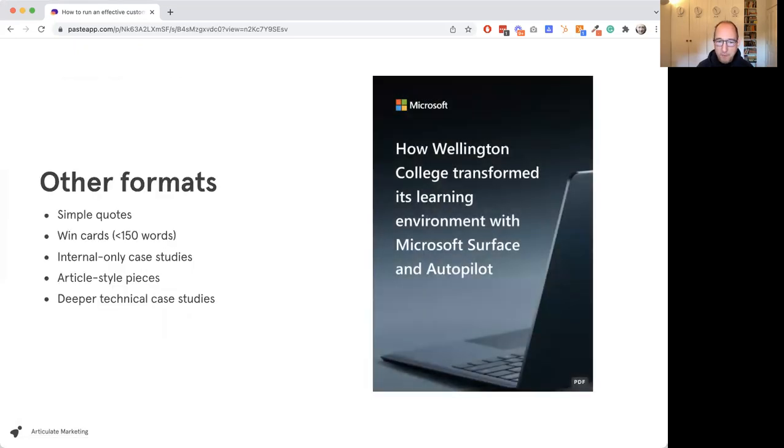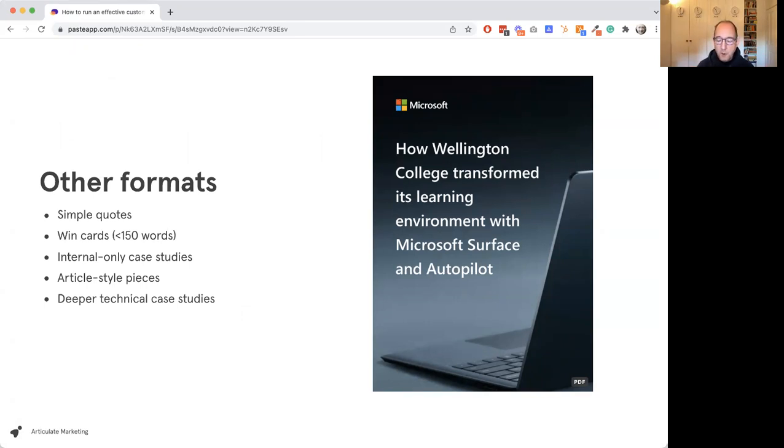So there are other formats. We've done campaigns for clients where we've done the formal case study, but we've extracted the pull quotes and just done a little quote library. We've done a lot for Hewlett Packard Enterprise, a lot of win cards. So like slides, one slide with a few hundred words on them, so that you could, in a glance, see the story. Win cards like that are for internal use.